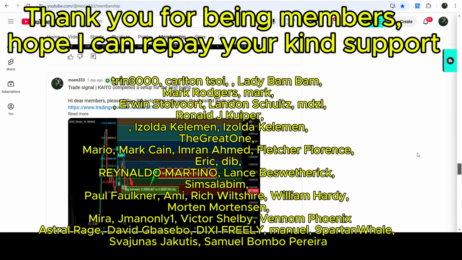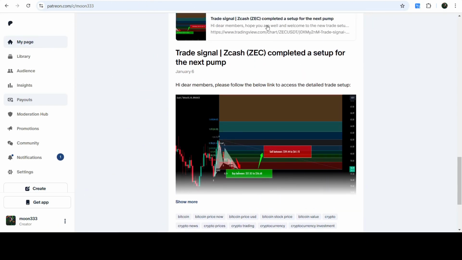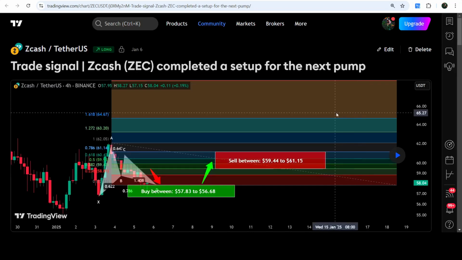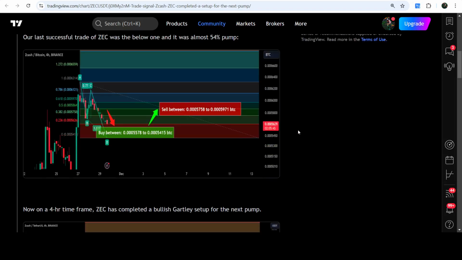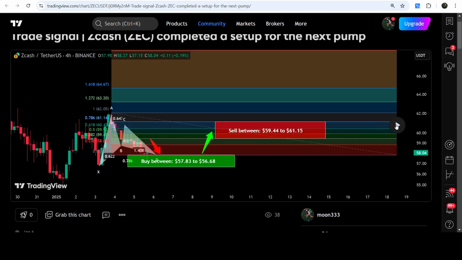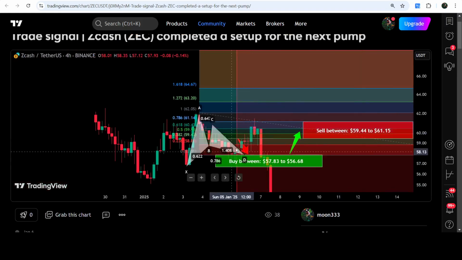First of all, let me begin with my most recent trade signal for Zcash that I shared on 6th of January 2025 with my members. That was a bullish candle pattern that Zcash formed on a 4-hour time frame chart with the US dollar pair. And this was a complete trade setup: buying zone, sell targets, and the stop loss. Now if I play this chart, you can see that the price nicely moved up from this buying zone and reached the sell target zone here.